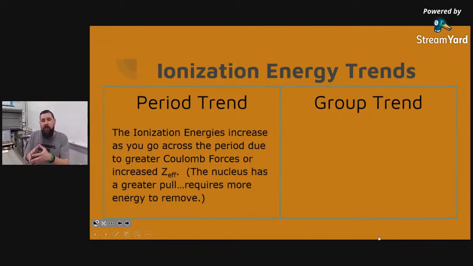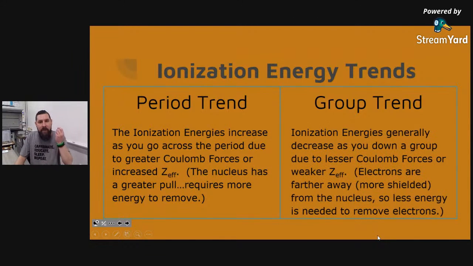Because if we go back to atomic radius, if down a column or down a group, radius is increasing, if you go back to Coulomb's law, as radius increases, force of attraction decreases. And because that force of attraction decreases, this means ionization energy generally is going to decrease as you move down that group, because we've got lesser Coulombic forces, lesser ZEF or weaker ZEF.